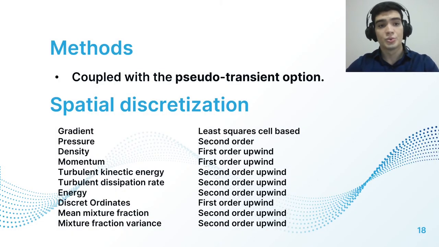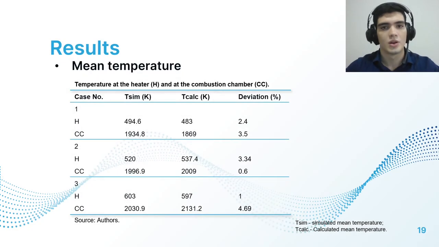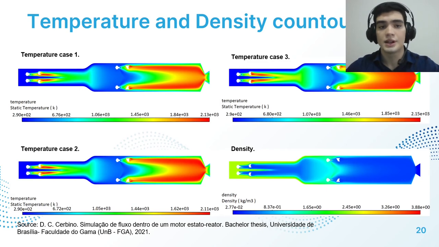On methods, it was chosen the coupled with pseudo-transient option, and the spatial discretization equations can be seen on the slide. On this table, we can see the mean temperature for the analytical calculations and numerical simulations. And when comparing these two results, we can see that the deviation does not exceed 5%, thus the results are within the tolerance limit.